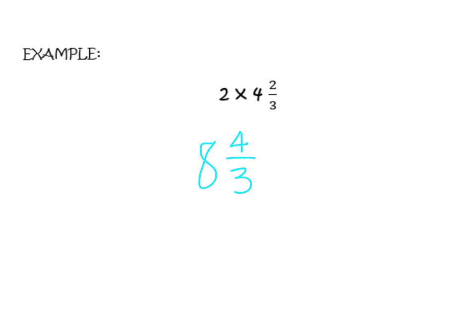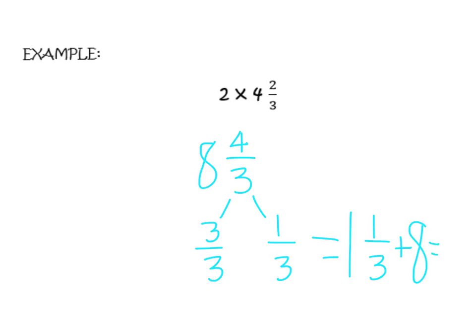Then we need to change it to a mixed number. I can pull 3/3 out, which is 1 whole, and then I would have 1/3 left over. So my mixed number is 1 and 1/3. Finally, I need to add the whole numbers. 8 plus 1 and 1/3 is 9 and 1/3.